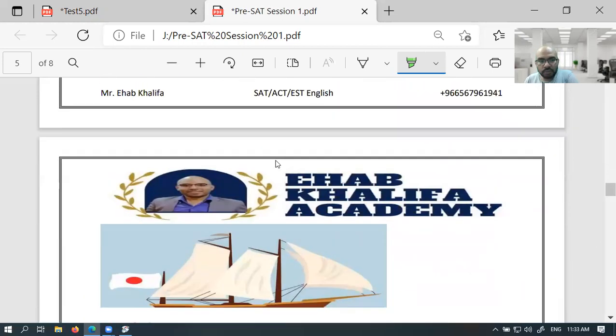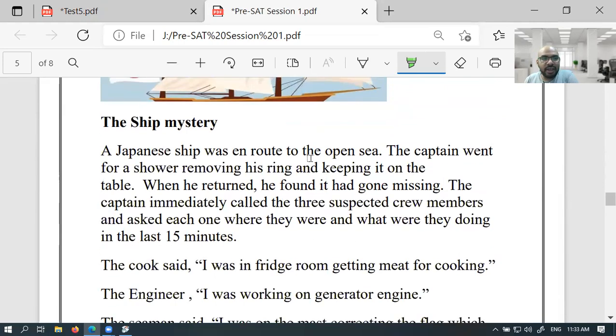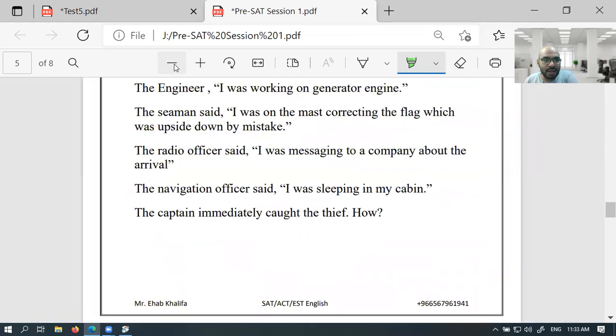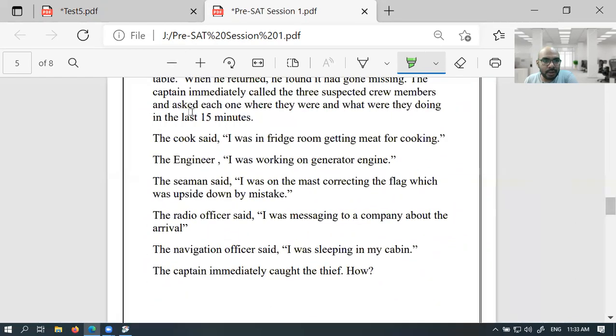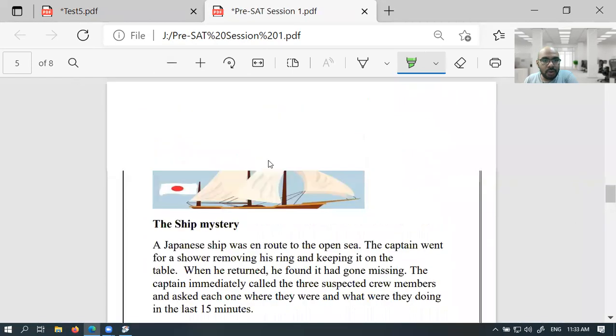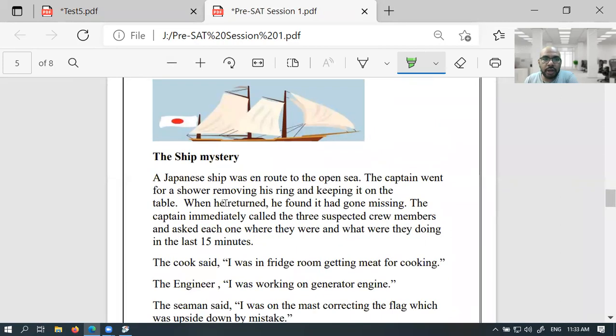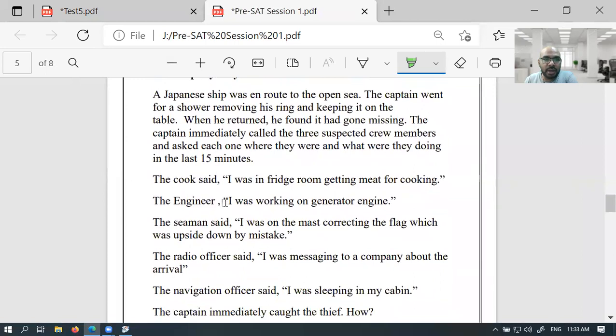Yeah. Give this one a try. Okay, so what do we call that? The ship mystery. The ship mystery. This is a ship. Japanese ship, okay? And here you have the mystery. Go ahead.